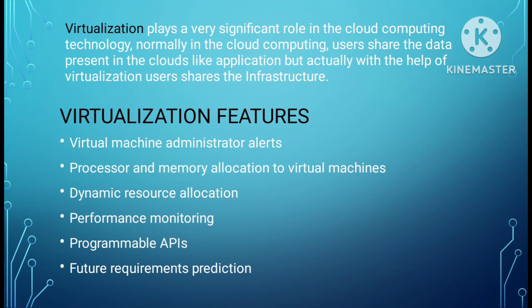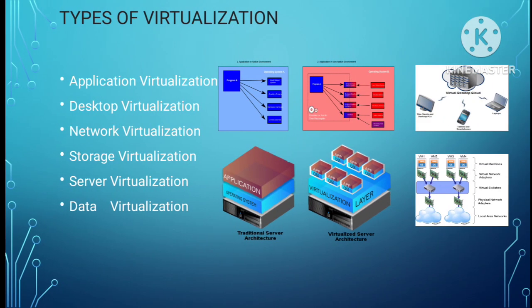There are many features of virtualization. Some of them are virtual machine administrator alerts, processor and memory allocation to virtual machines, dynamic resource allocation, performance monitoring, programmable APIs, and future requirements predictions. The types of virtualization are application virtualization, desktop virtualization, network virtualization, storage virtualization, server virtualization, and data virtualization.